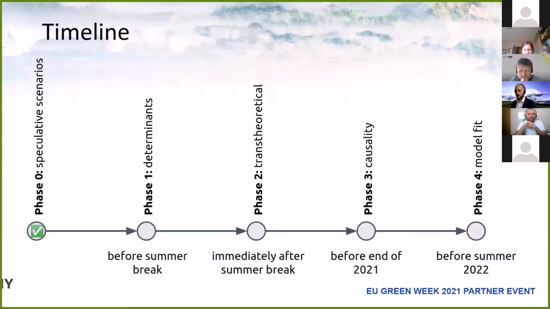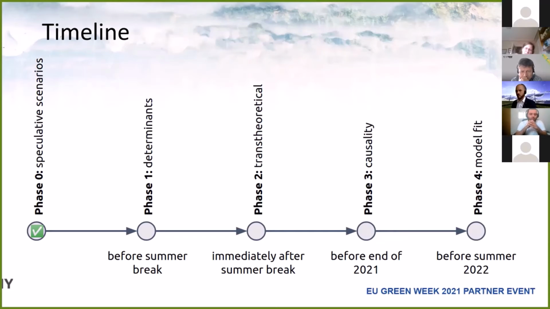So the timeline: we have already completed the speculative phases. We have already assembled the panel of experts. Well, we are trying to complete the panel of experts. The first draft of the panel has some problems with the geographical diversity and the gender aspects, let's say. So we wanted to also cover this in an inclusive way. We wanted to cover as much as we can.